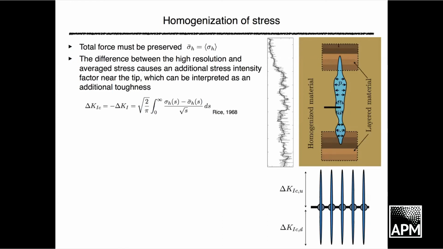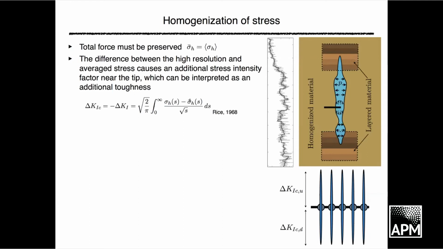Because previously I showed that in a previous study we found that near the tip you just cannot do it, okay? It doesn't apply. And so we need to introduce a correction. What we do near the tip is we notice that because we change the state of stress from high resolution to average, you can induce an additional stress intensity factor due to the difference between the high resolution stress, as shown here, and the homogeneous stress sigma bar, okay?